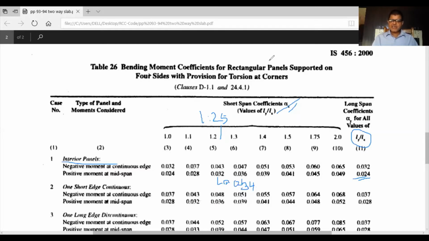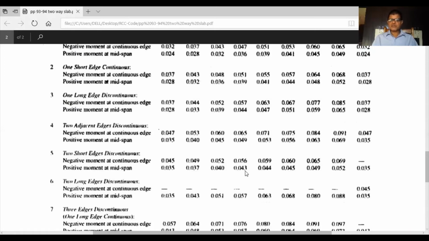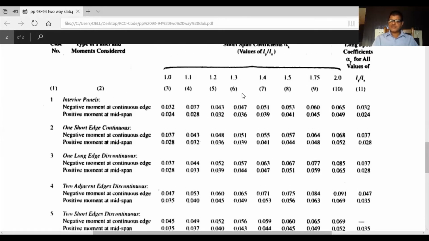So for any condition, you can find these alpha x and alpha y values. Already you have found Ly by Lx. Depending on Ly by Lx, you see where the coefficient fits on this table. Then by linear interpolation, find out the value of alpha x. We'll see this in a problem solved in the next lecture.